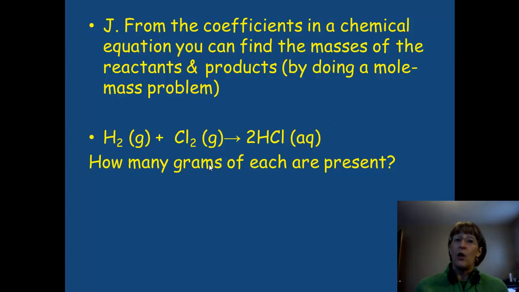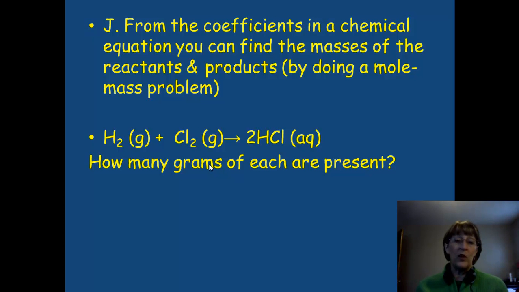Letter J. From the coefficients in a chemical equation, you can find the masses of the reactants and products. Remember, the coefficients can stand for moles. We have 1 mole of this plus 2 moles of that yields 1 mole of this substance and 1 mole of this other substance. We can take those coefficients and say, hey, that's 1 mole, I can figure out how many grams that is. We just convert moles to mass by using the formula mass from the periodic table.